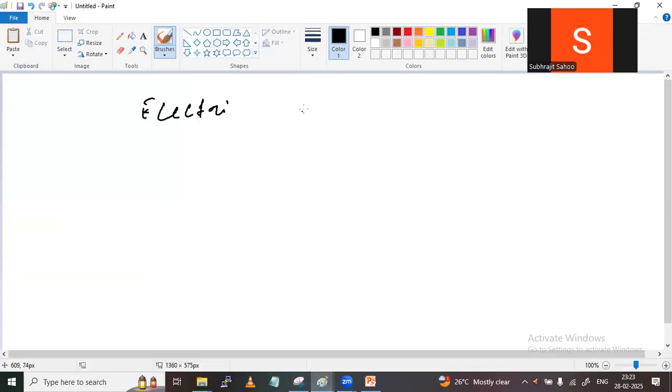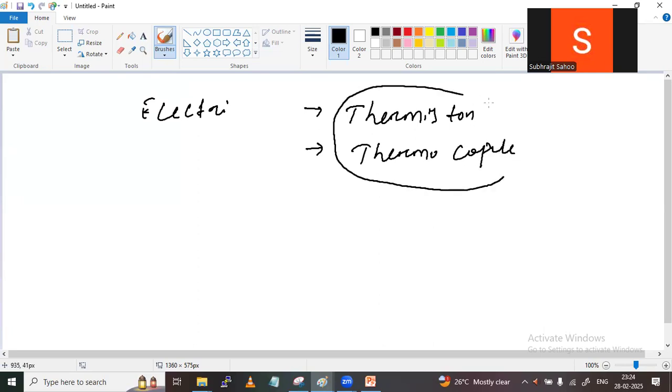Sir, what are the things we are going to study here? We are going to study one more device, the thermistor, and as per your syllabus, the thermocouple. Both work on the principle of this electrical property only. That means some voltage, current, and resistance related terms will come here, and we will explain all these things.